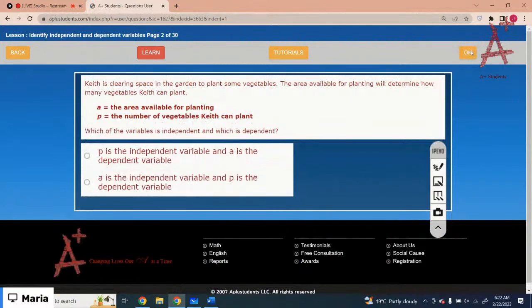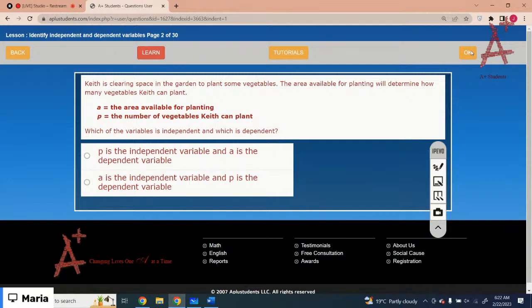Okay, Keith is clearing space in the garden to plant some vegetables. The area available for planting will determine how many vegetables Keith can plant. So A equals the area available for planting, and P is the number of vegetables Keith can plant. Which of the variables is independent and which is dependent?